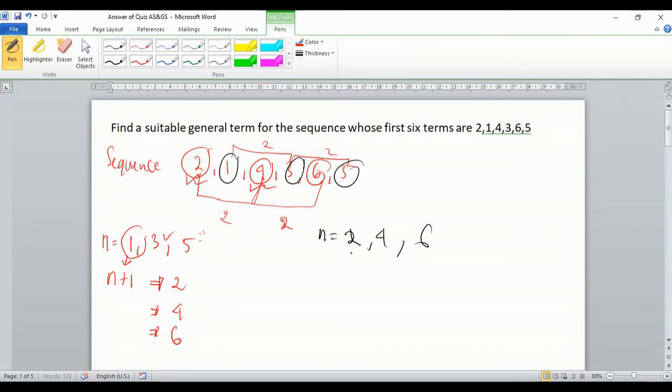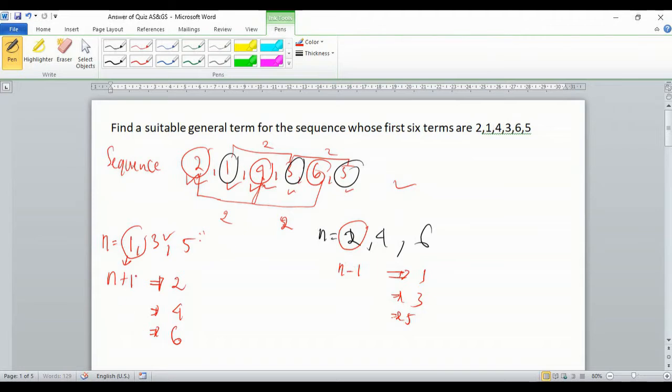So how about this one? We can see the second term, the value is 1. The fourth term, the value is 3. The sixth term, the value is 5. So from here, we can imagine that this one is n minus 1. Okay, so we need to prove it. We need to substitute the term numbers into this general term. So here, 2 minus 1 is 1, 4 minus 1 is 3, 6 minus 1 is 5. So this one is true, right?